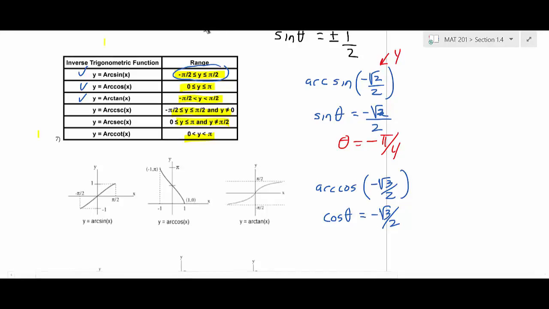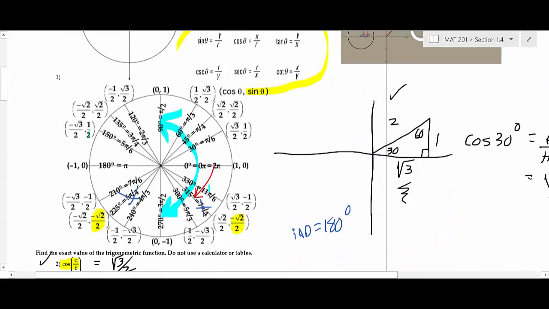Now, on a cosine, you're looking at the x value, right? So what I'm doing is I'm giving you the x value on the unit circle, you're providing the angle, but your answer must be between 0 and pi. If it's outside of 0 and pi, you're wrong. So I'm going to do the unit circle on the previous page. And find for me where x is negative square root of 3 over 2 and tell me the radian answer.